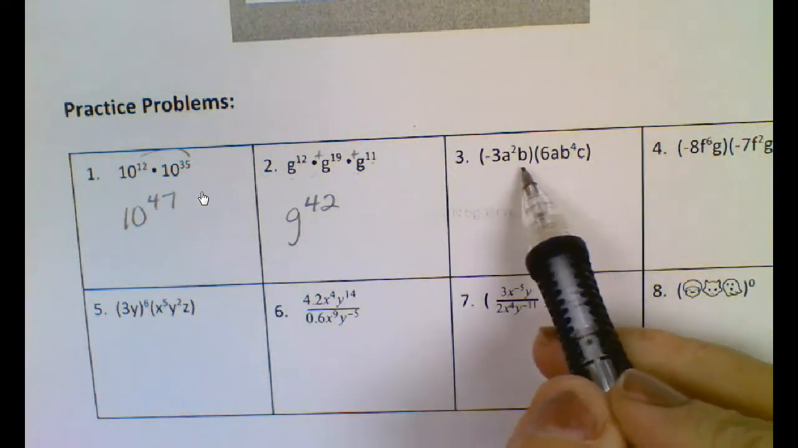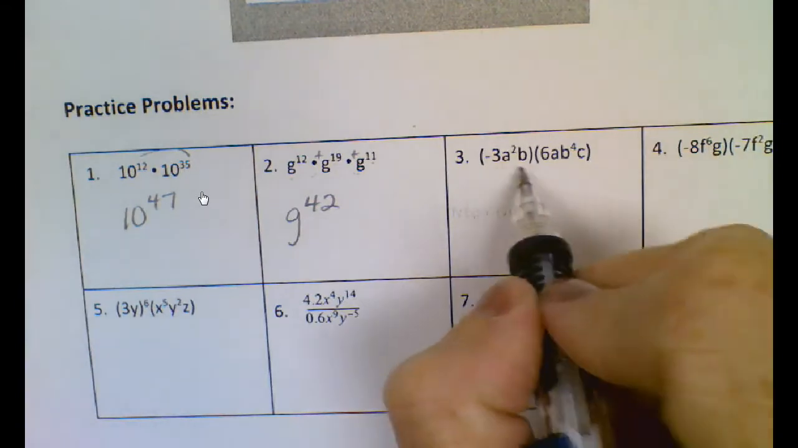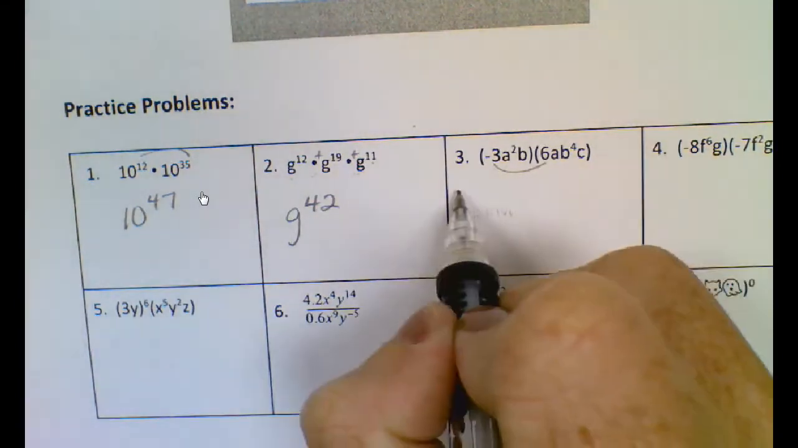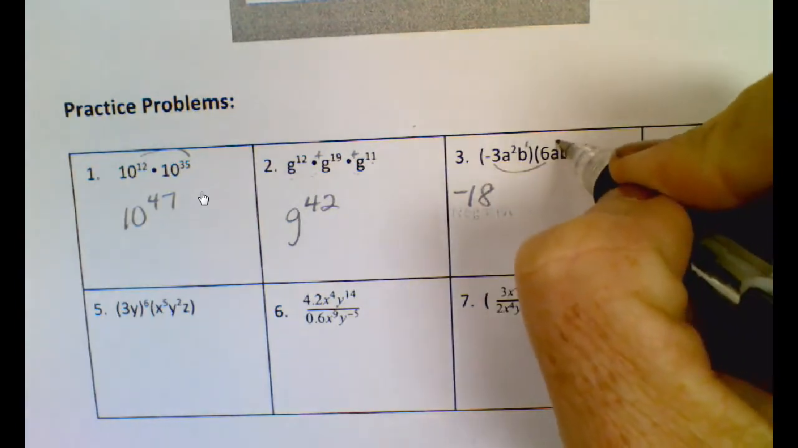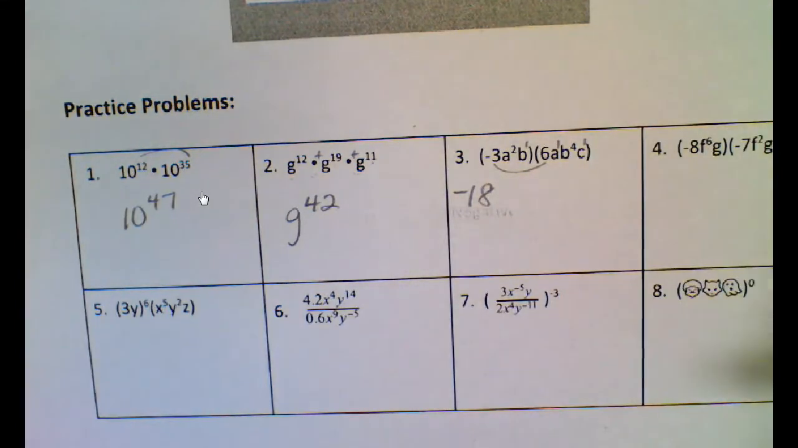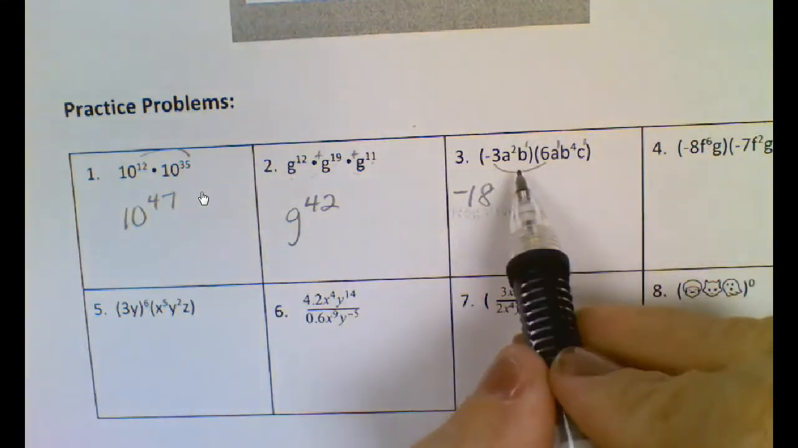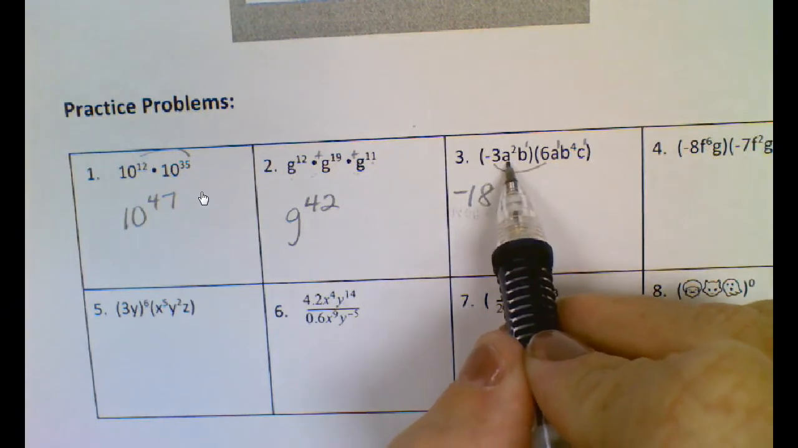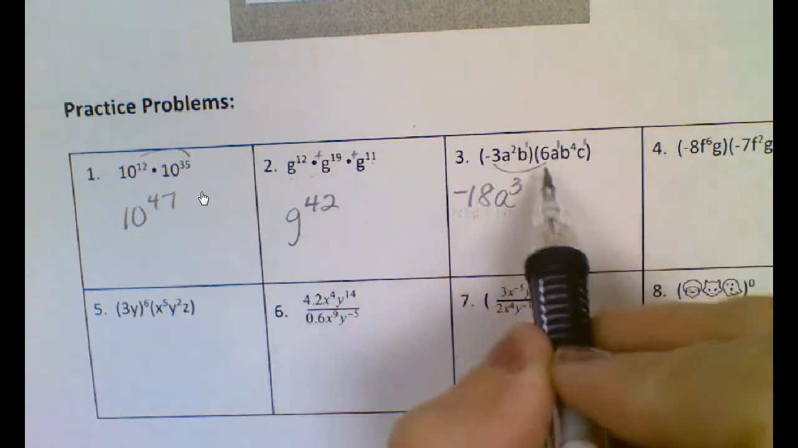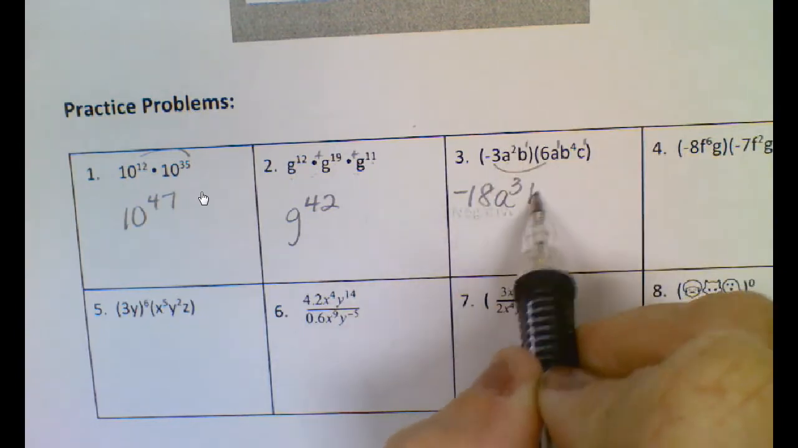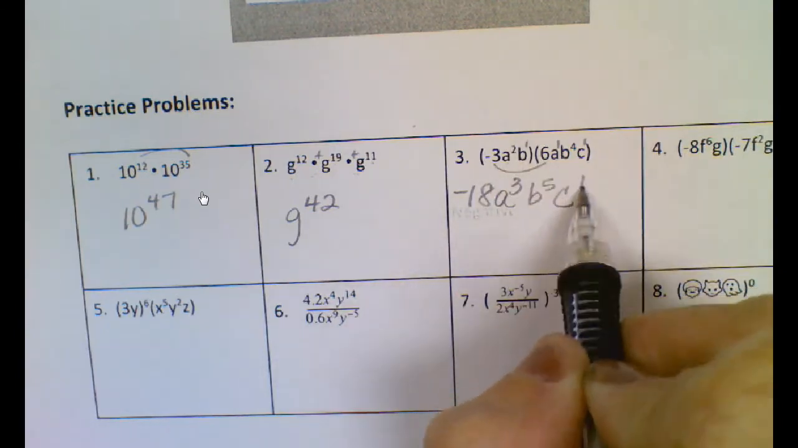My advice on these is to always take the coefficients first and multiply those and get them out of the way. Remember, anything that doesn't have an exponent is understood to be a 1. And I'm adding these together, so I've got 2 a's over here and 1 over here, so I've got a to the third. For my b's, 1 plus 4 is 5, and then I have 1c.